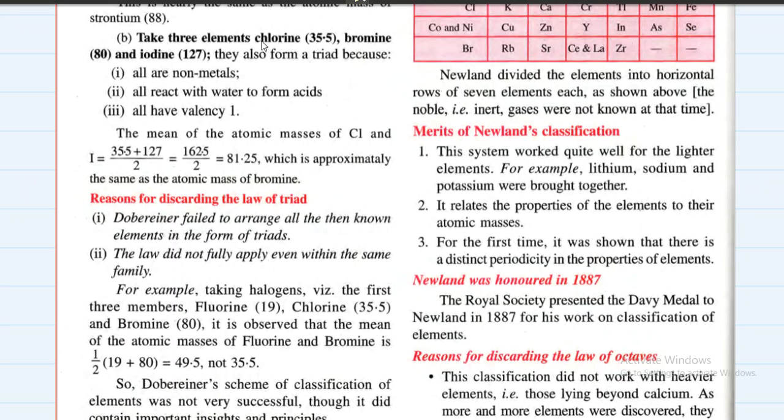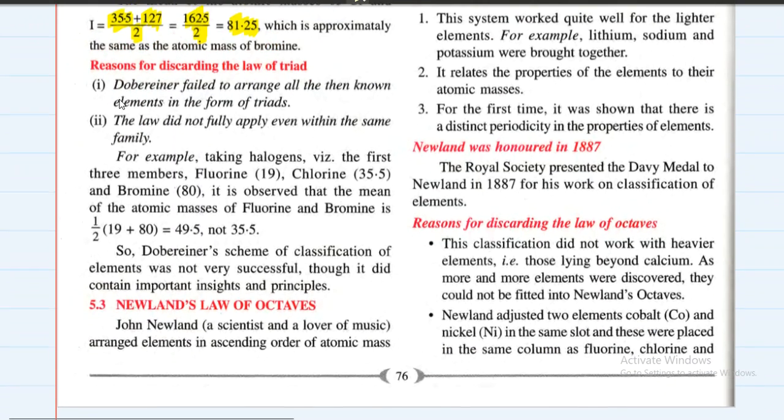दूसरा एक एग्जाम्पल, क्लोरीन जिसका atomic mass 35.5 है, ब्रोमीन with atomic mass 80 and iodine with atomic mass 127. They also form a triad because they all are non-metals. They all react with water to form acids and they all have valency of 1 minus. The mean of atomic mass of chlorine and iodine was approximately coming to 81.25, which is very near to 80, that is bromine, which is approximately the same as atomic mass of bromine.